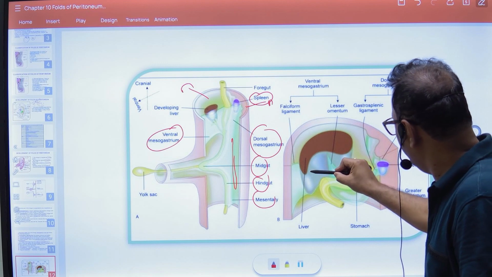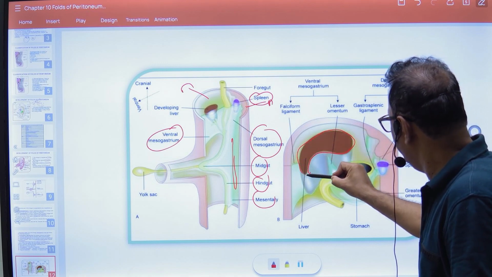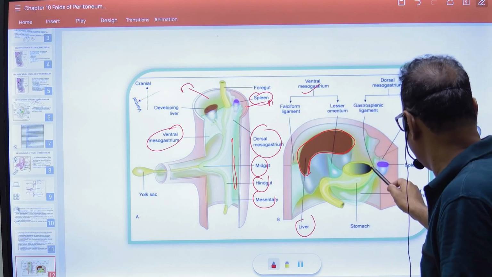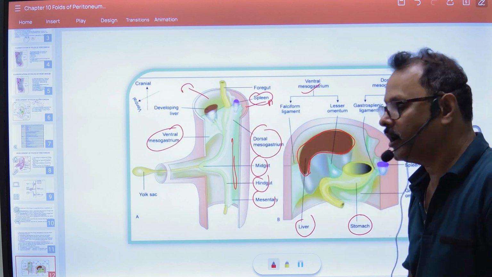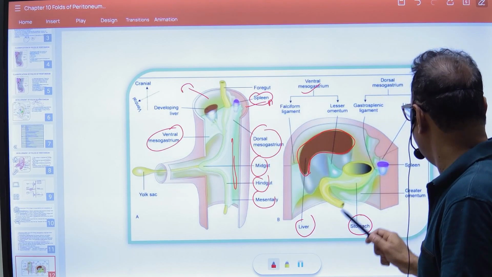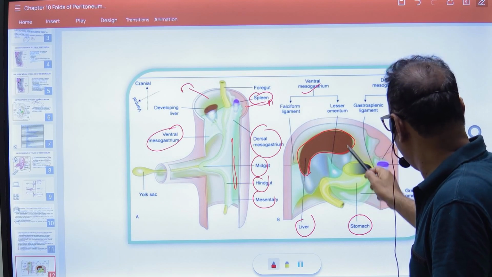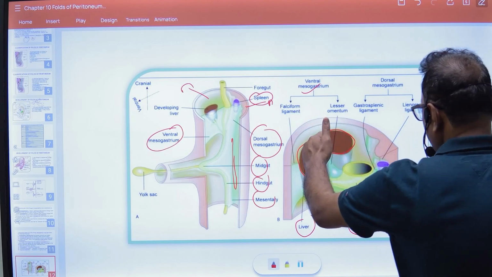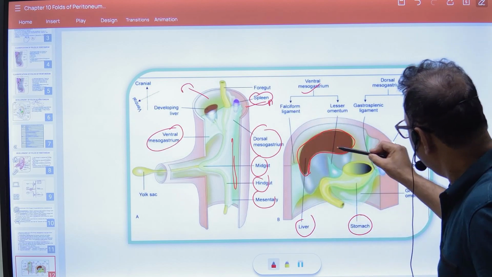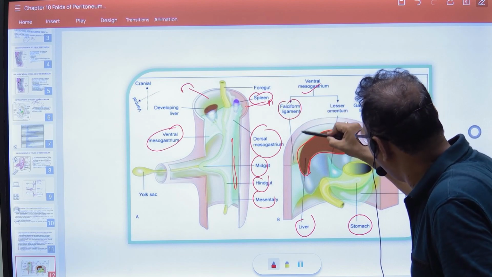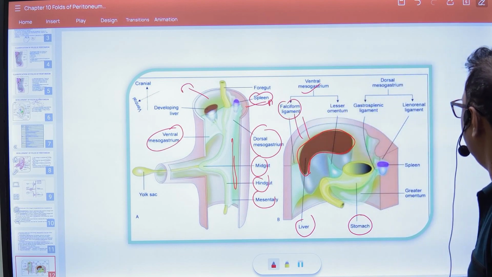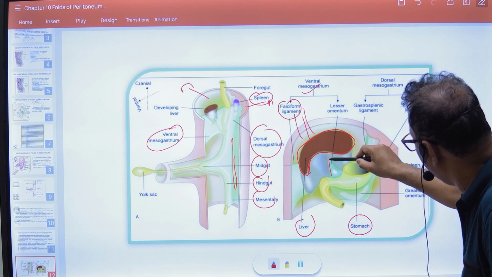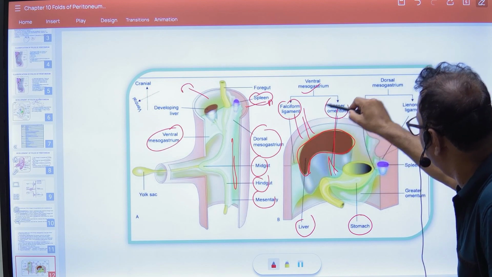So here we have got the liver. This is the liver over here in the ventral mesogastrium, and this is the stomach. The derivative of the foregut is first the stomach. So the foregut is divided into the part between the anterior abdominal wall and liver, and the part between liver and the stomach. In the part between the anterior abdominal wall and the liver, we have got the development of the falciform ligament. And the part between liver and the stomach, here we have the development of the lesser omentum.